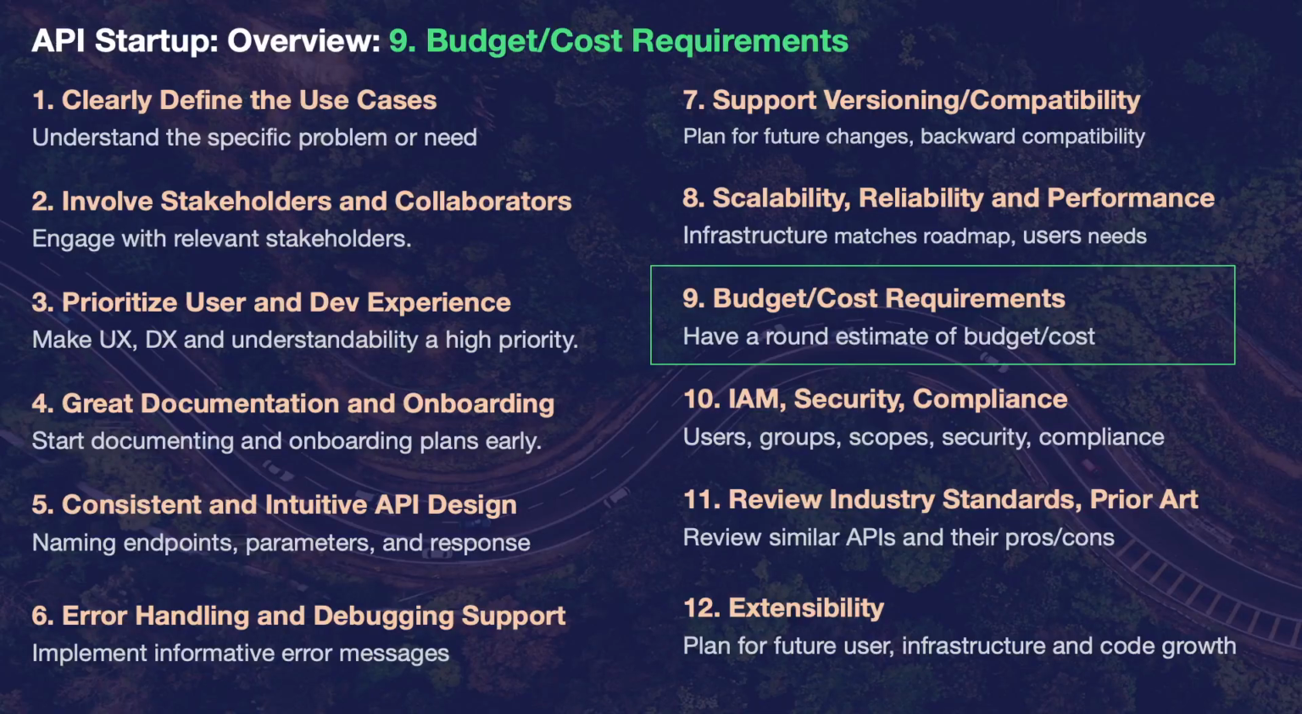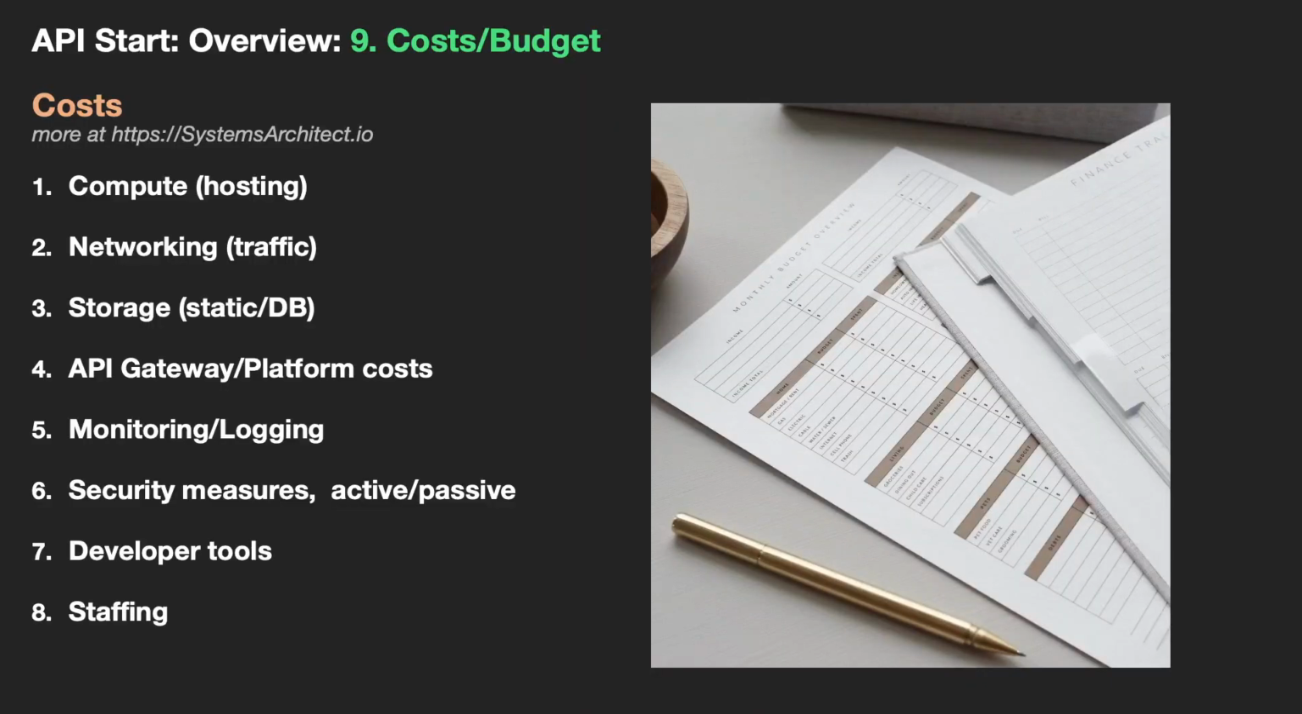Budget and cost requirements. Obviously, our options in most cases will be bounded by cost considerations and our budget. There are a variety of different costs that can be incurred, and we can look at some of the different categories here. We have compute, which would be hosting instances, whether those are dedicated, whether they're ephemeral, or even if they're serverless functions. We have networking, traffic. There could be all different types of varieties of network costs. Storage, which would include static assets, databases, and then of course if you're using an API gateway platform, they may have additional costs as well.